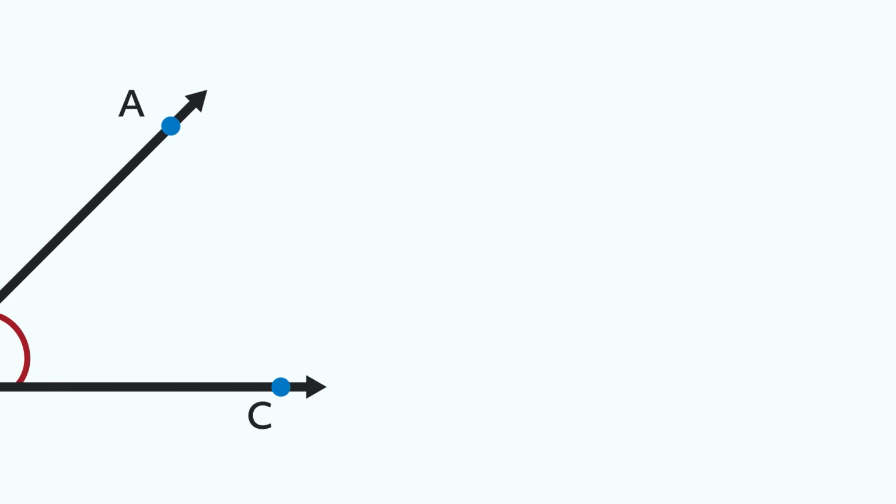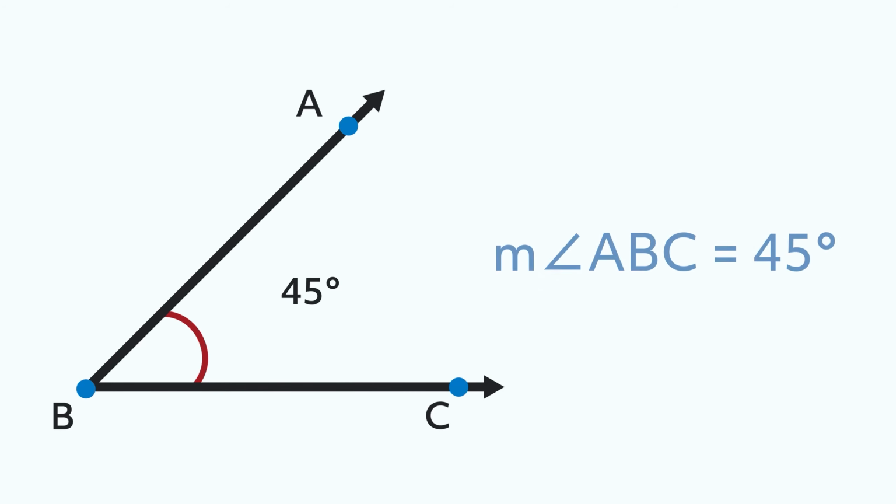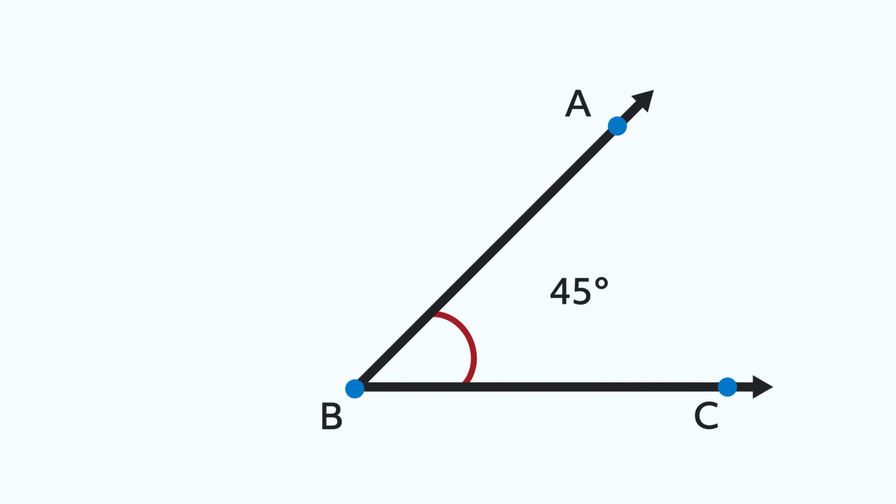Speaking of measuring, remember the protractor? We use it to measure angles. If we were to place one on our trusty angle, we would find that it measures 45 degrees. If we wrote this out, we would write it like this. The measure of angle ABC equals 45 degrees. The measure of an angle is important in classifying angles, as we're about to see.